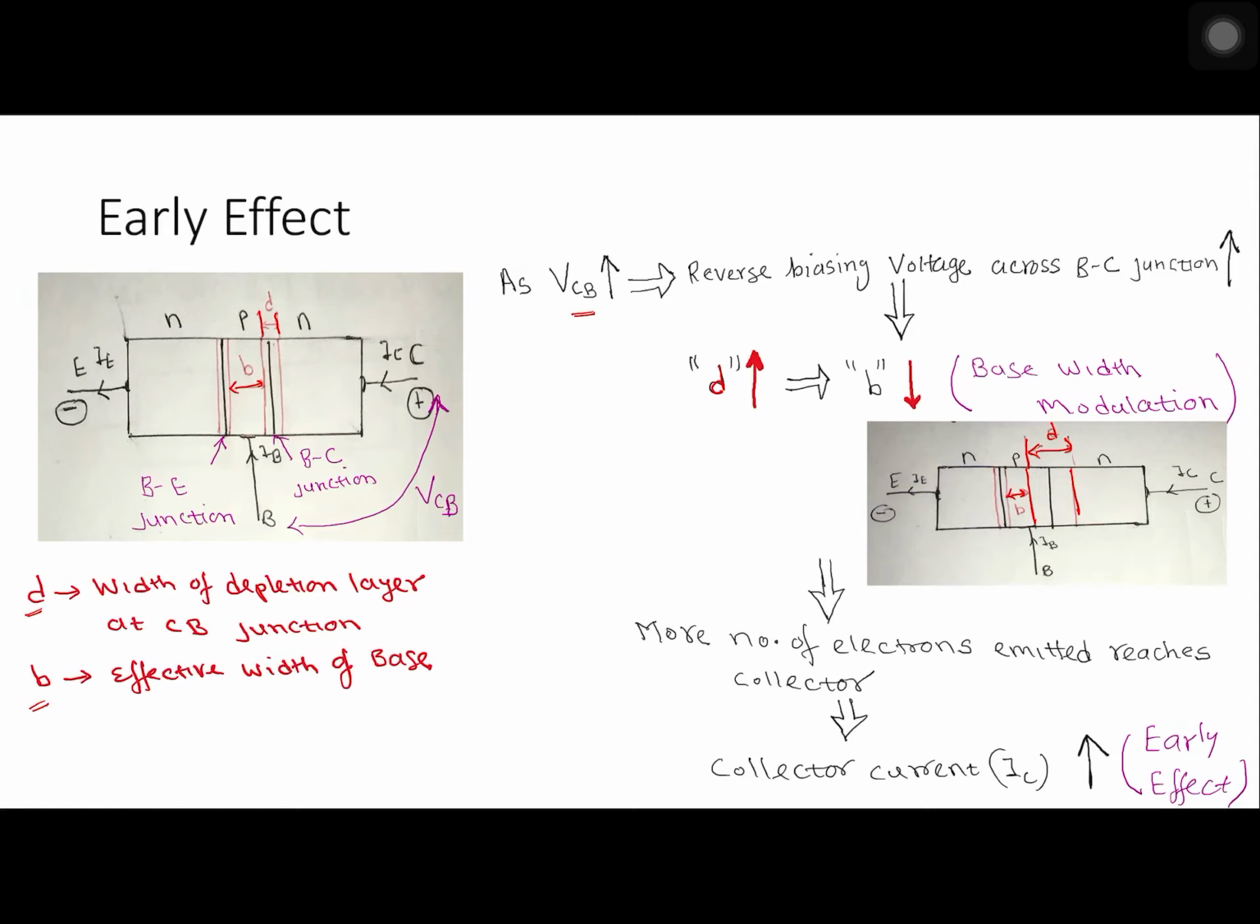So base width modulation. Due to base width modulation, number of recombinations those were taking place into base has reduced. When less recombinations are taken into the base, more electrons injected from emitter will reach the collector. In that case, collector current IC will increase. This effect is early effect.